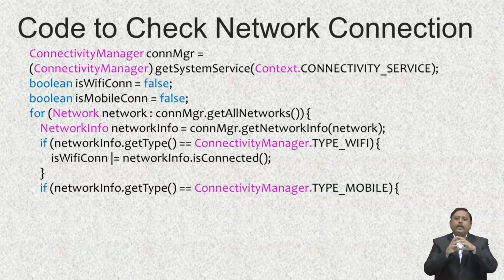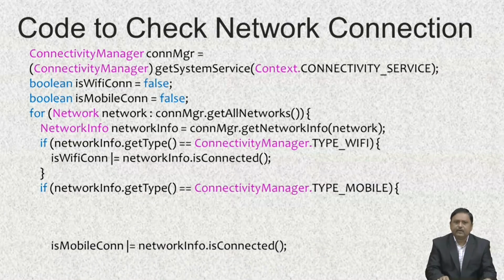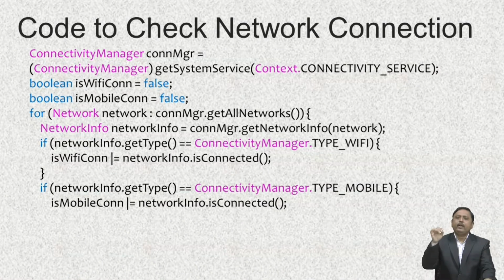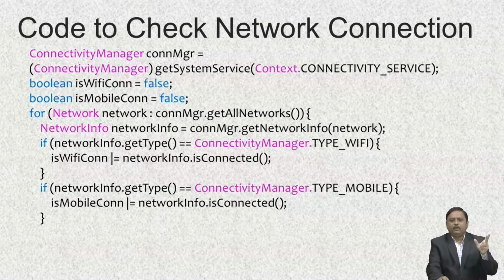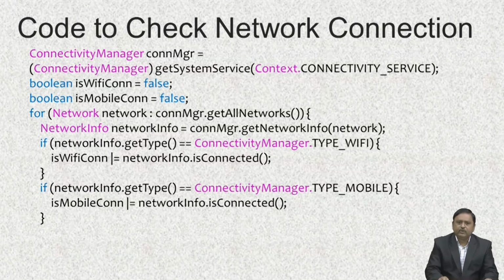Now, if network info dot get type is equal to type underscore mobile, which is a constant available inside Connectivity Manager, we write is mobile connection or equal to network info dot is connected. That means either we have connected with Wi-Fi or we have connected with mobile. So whatever type of connection we have, based on that the Boolean is set to true.